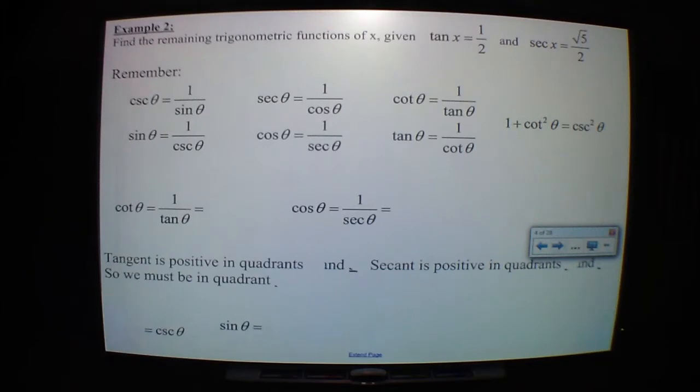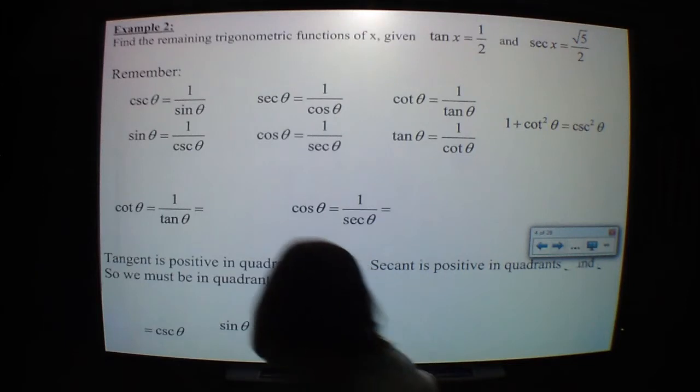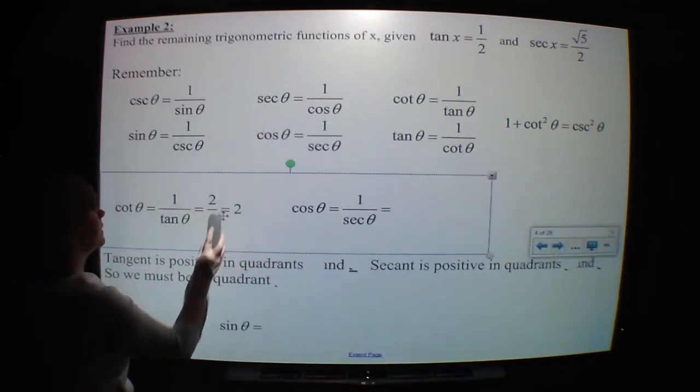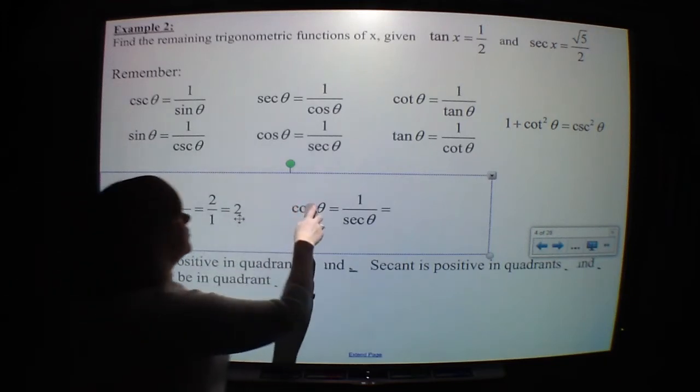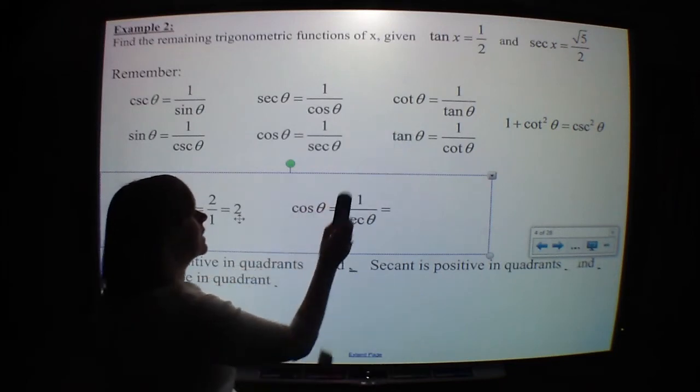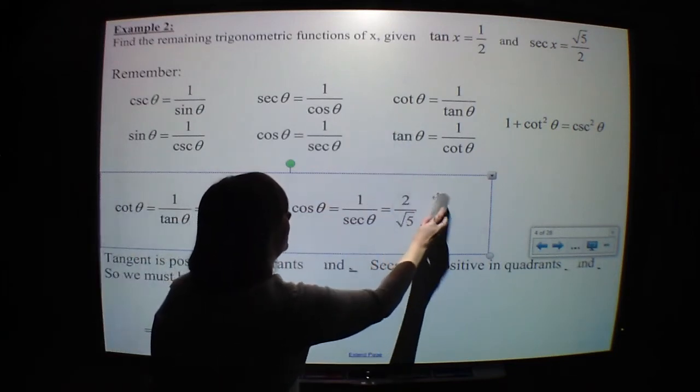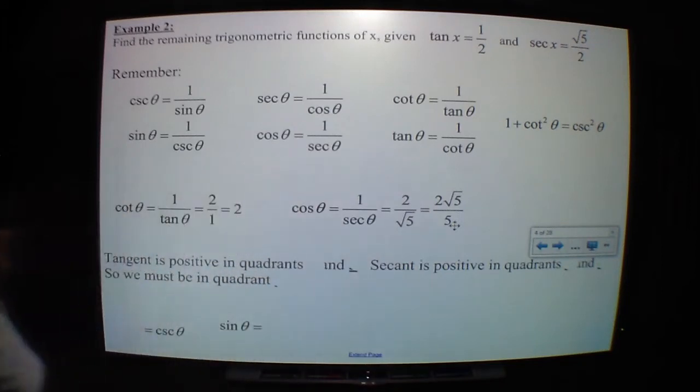Find the remaining trigonometric functions of x given that tangent is 1/2 and secant of x is radical 5 over 2. Remember all the definitions. Okay? So if I know tangent, you should know cotangent right away. Reciprocal. So it's 2 over 1. Secant and cosine are reciprocals. So if secant's radical 5 over 2, cosine is 2 over radical 5, or 2 radical 5 over 5.